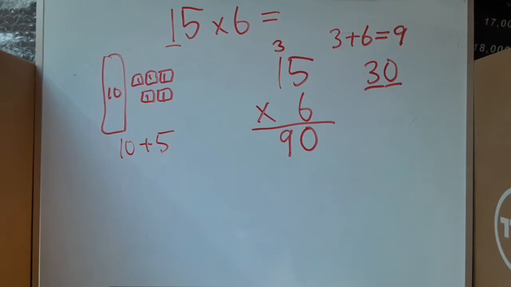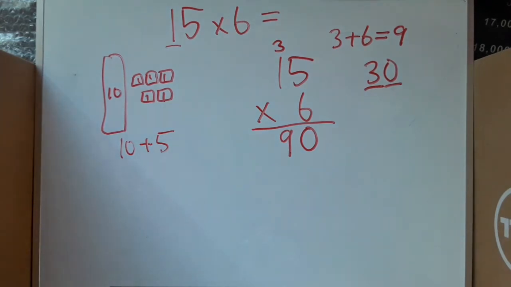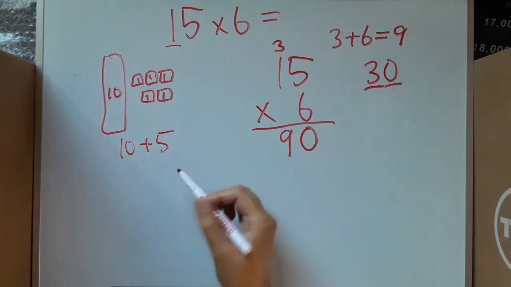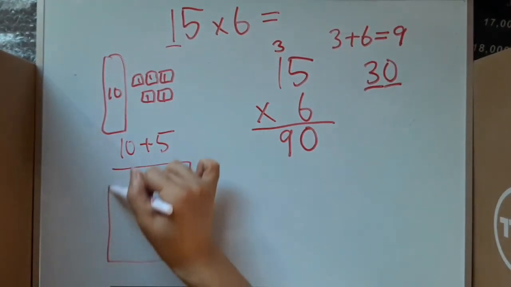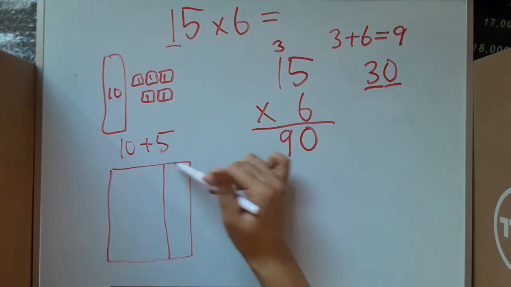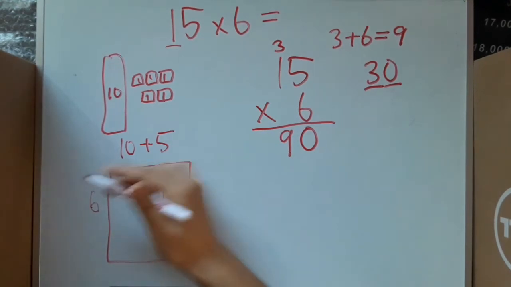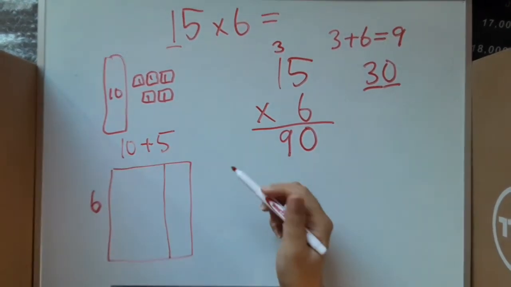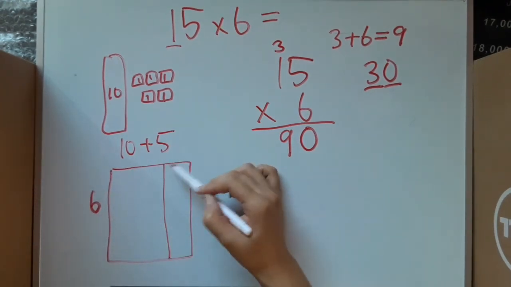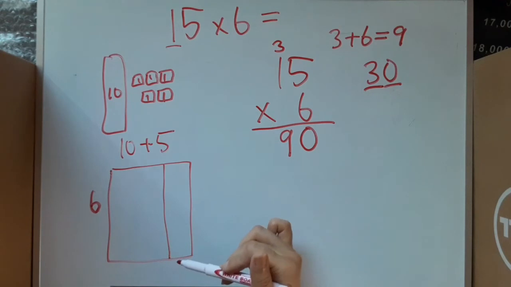If it's hard for you to visualize 6 times 5, then 6 times 1, you can also draw it out in an array box. After expanding our number into 10 plus 5, we can draw a box and separate it like this, so that this side is 10 and this side is 5. We're multiplying by 6, so now we have 10 and 6 plus 5 and 6. And the total inside of this box is our answer.